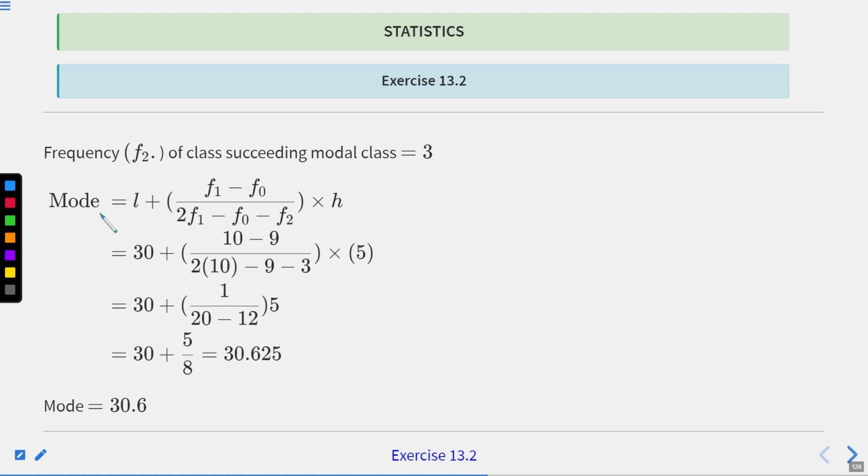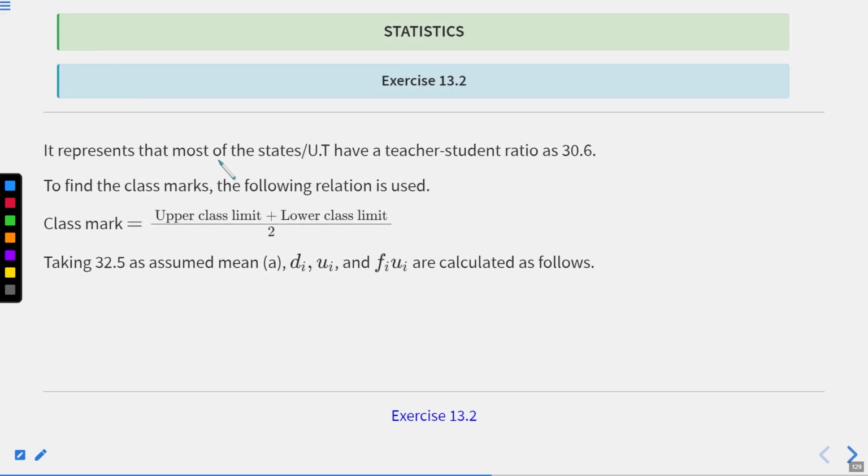So we know this formula, mode is equal to L plus f1 minus f0 divided by 2 f1 minus f0 minus f2, times h, and this is equal to 30 plus 10 minus 9 by 2 into 10 minus 9 minus 3, times 5, and this is equal to 30 plus 1 by 20 minus 12, times 5. And this is equal to 30 plus 5 by 8, and this is equal to 30.625, and approximately this is equal to 30.6. So mode is 30.6, and it represents that most of the states or UTs have a teacher-student ratio of 30.6.